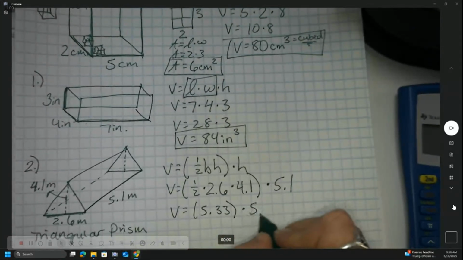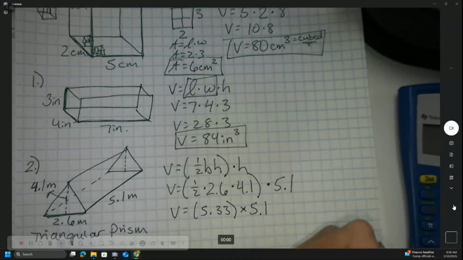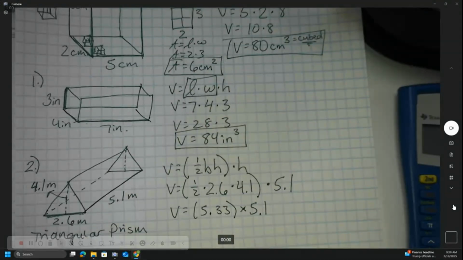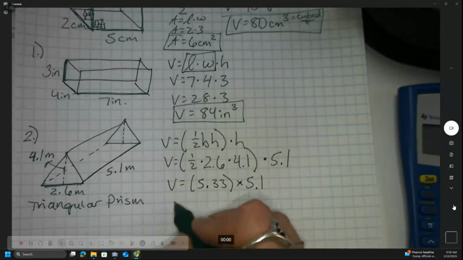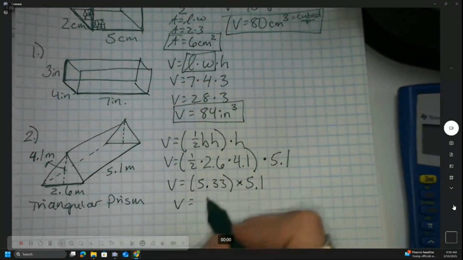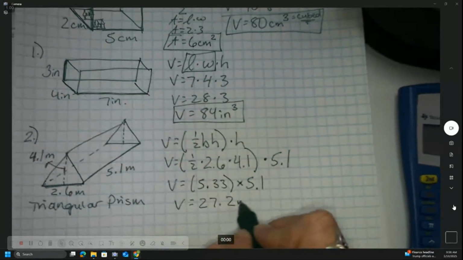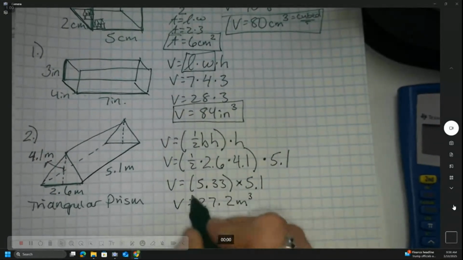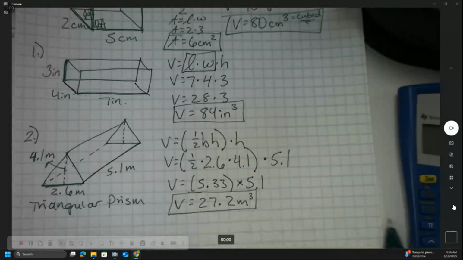Now let's multiply that to 5.1. Sometimes we should probably use our little x to indicate that we don't get it mixed up with our decimal. Go ahead and multiply those together. Rounding to the nearest tenth, you'll get 27 2/10 meters cubed because you are cubing your answers.